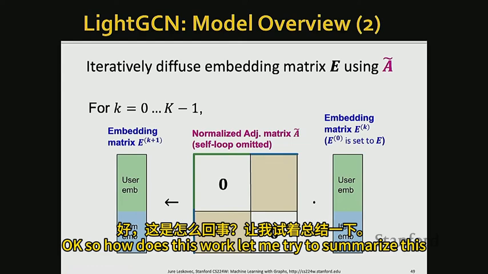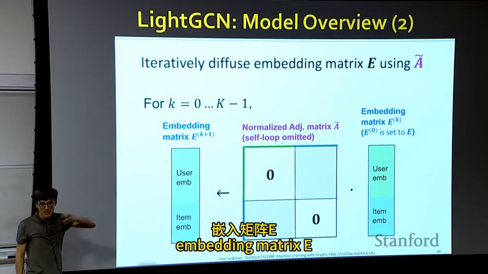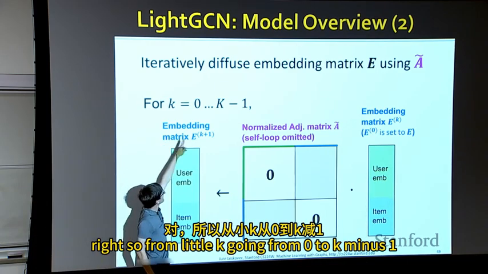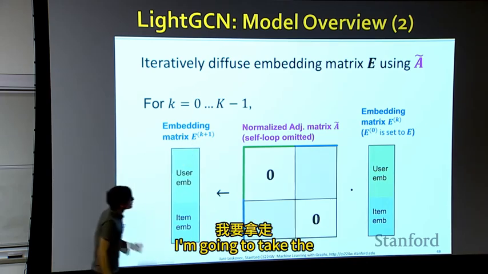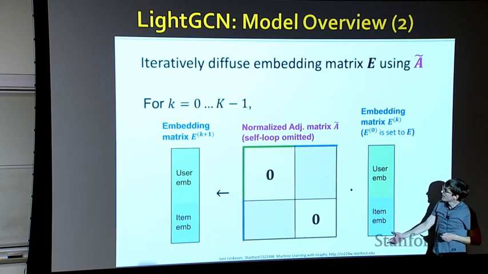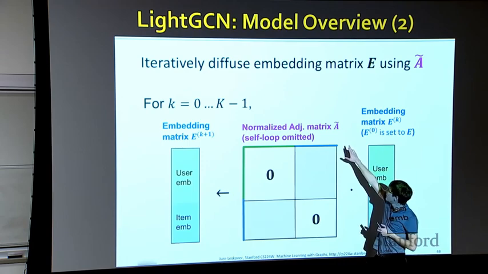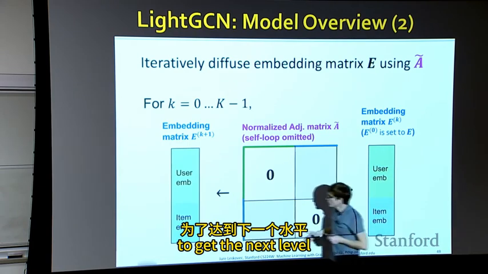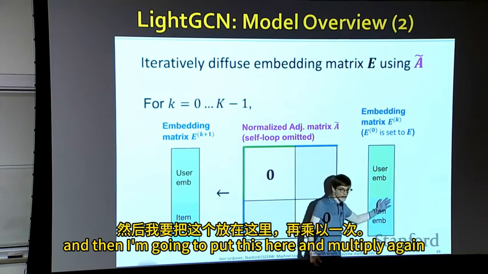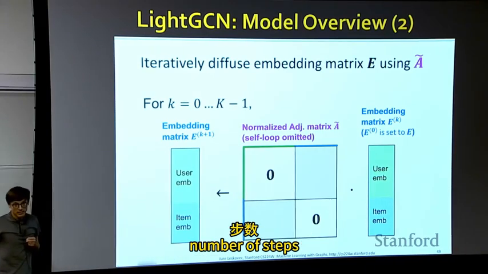So how does this work? Let me try to summarize this. Basically we are going to iteratively diffuse the embedding matrix E using this A tilde matrix that I discussed, right? So for little k going from 0 to K minus 1, I'm going to take the current embedding matrix, and then multiply it with this normalized adjacency matrix A tilde with self-loop omitted to get the next level embedding matrix. And then I'm going to put this here and multiply again, and iterate this for capital K number of steps.